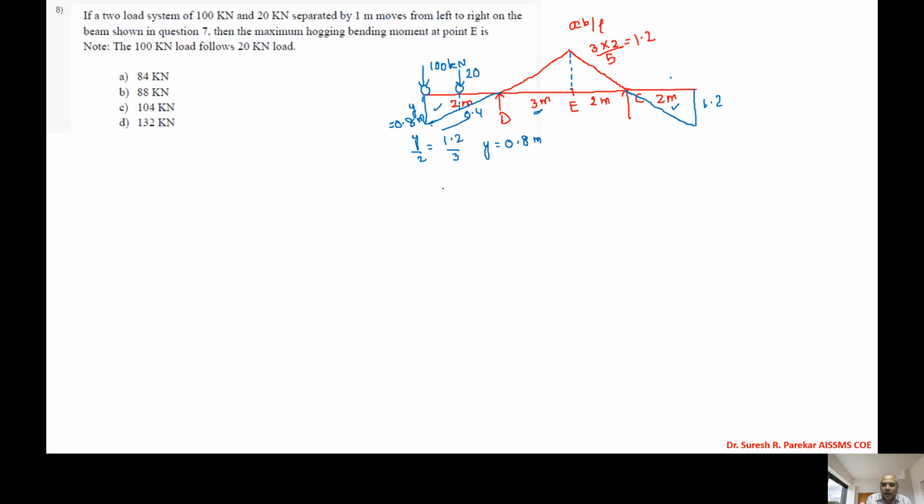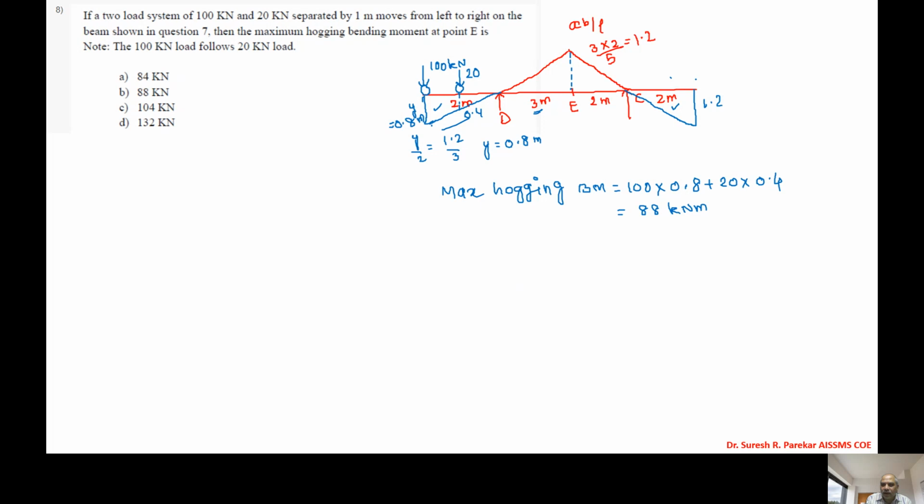Then we will get the maximum hogging bending moment, and that is equal to 100 into 0.8 plus 20 into 0.4, and it comes to 88. Here the unit should be kilonewton meter when we talk about bending moment.